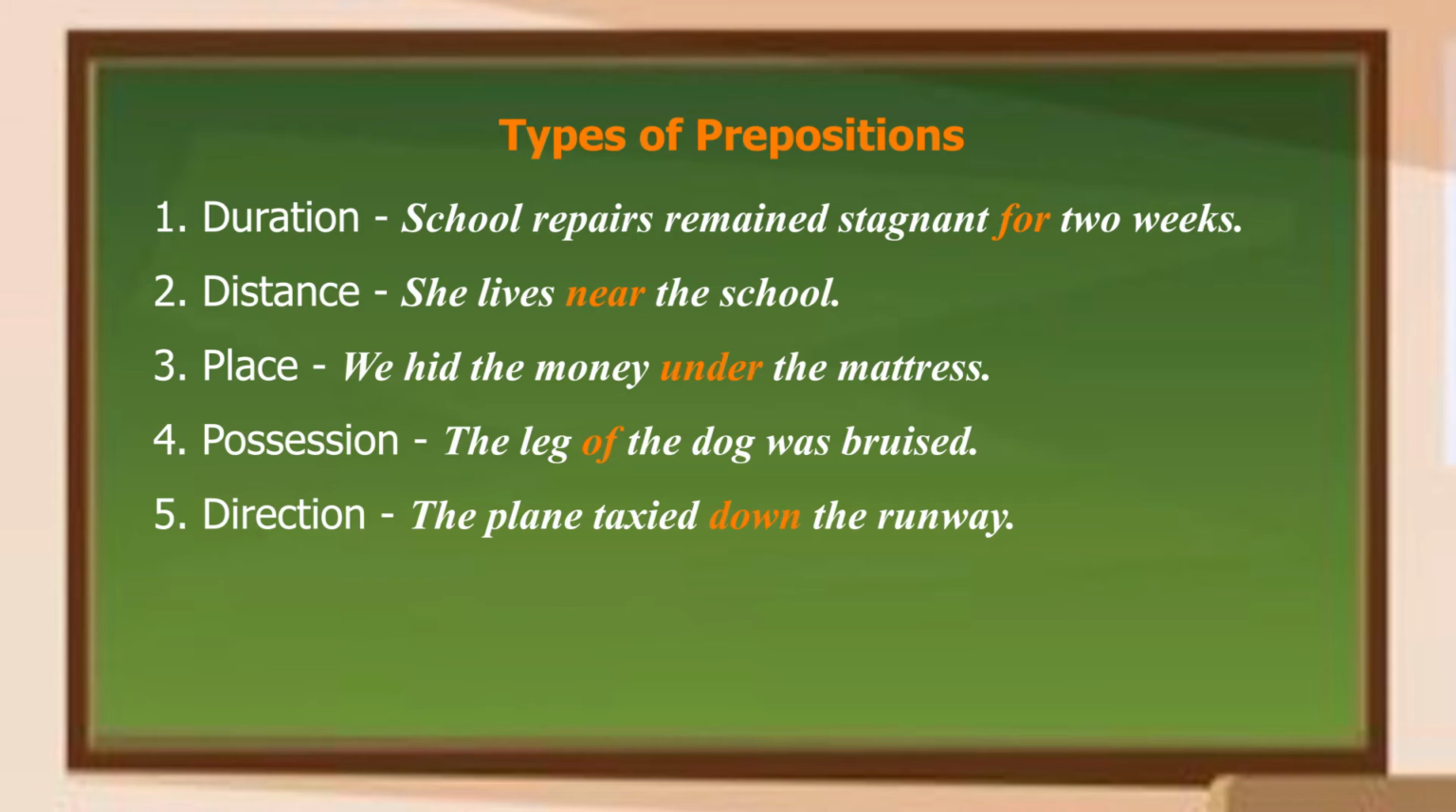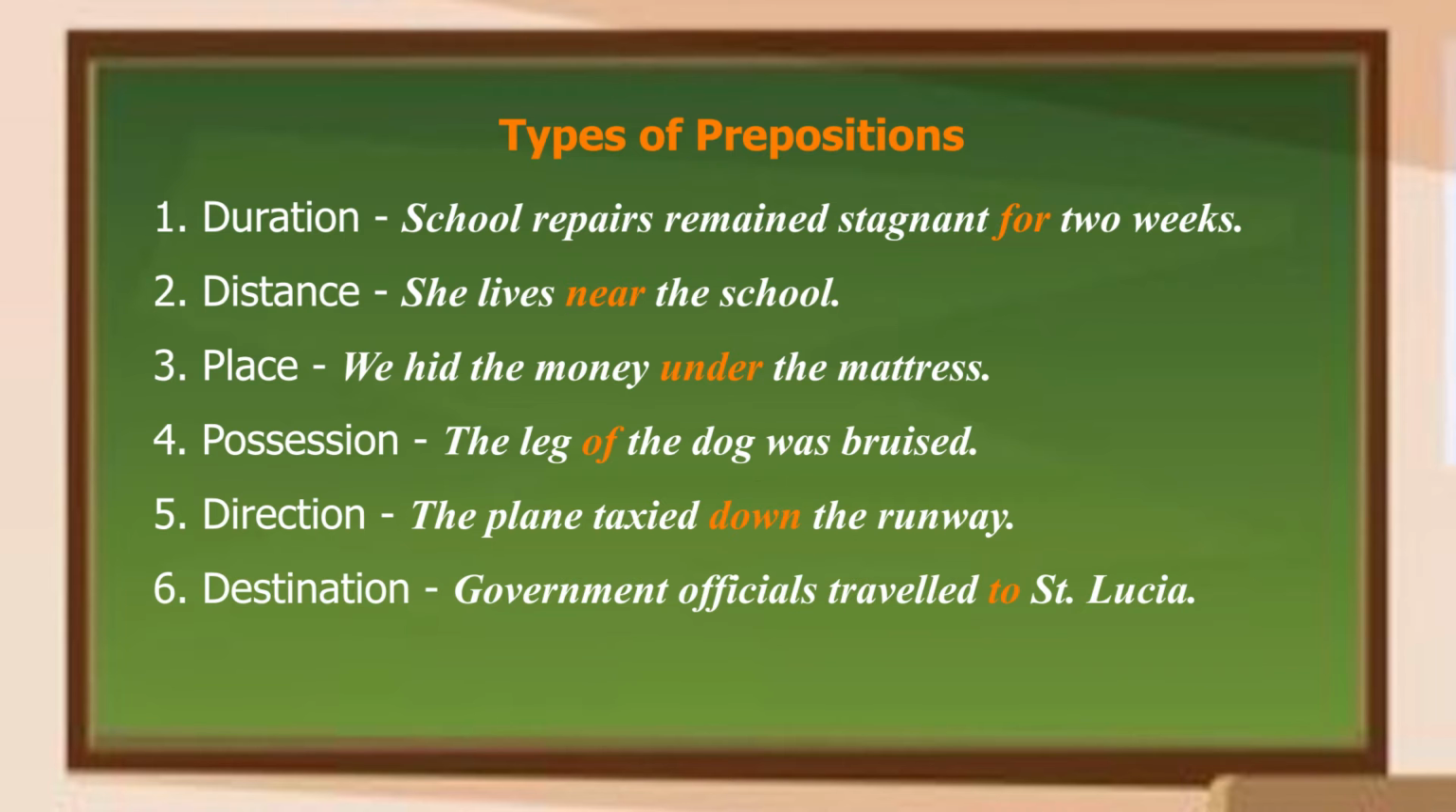Direction: the plane taxied down the runway. Where did it taxi? Down the runway. Destination: government officials traveled to St. Lucia. Where did they travel to? St. Lucia. And finally, measurement: you are not as smart as he. Because you have this comparison going on between the two.